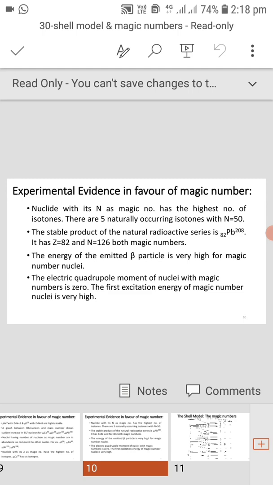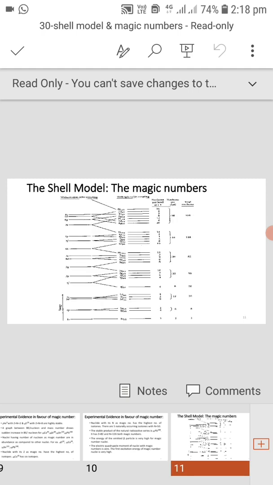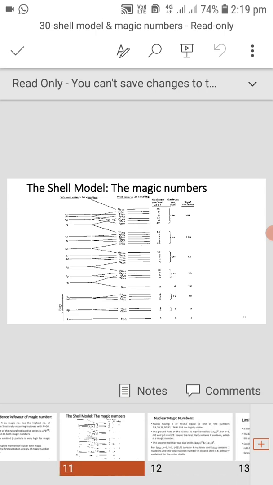The energy of the emitted beta particle is very high for magic number nuclei. The electric quadrupole moment of nuclei with magic numbers is 0. The first excitation energy of the magic number nuclei is very high. And this is the pictorial representation of the shell model for the atoms which have the magic numbers.